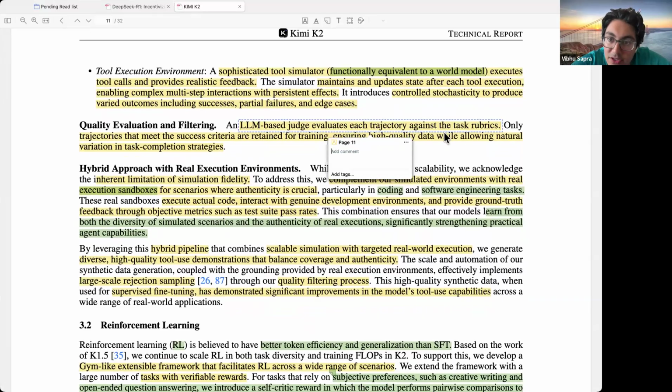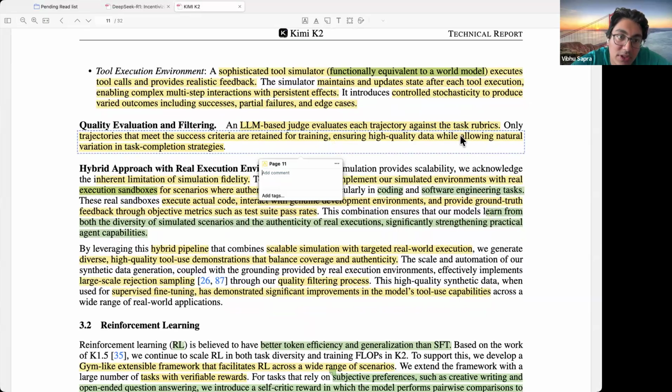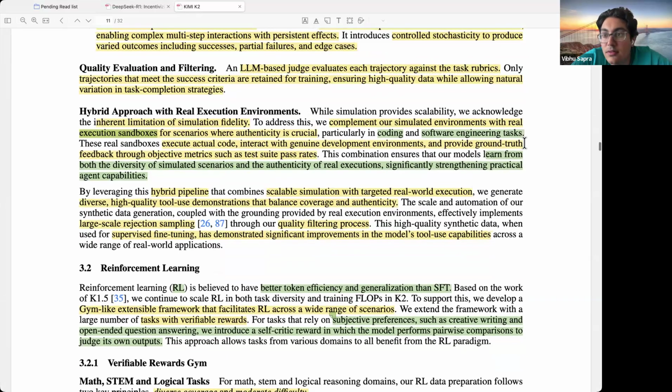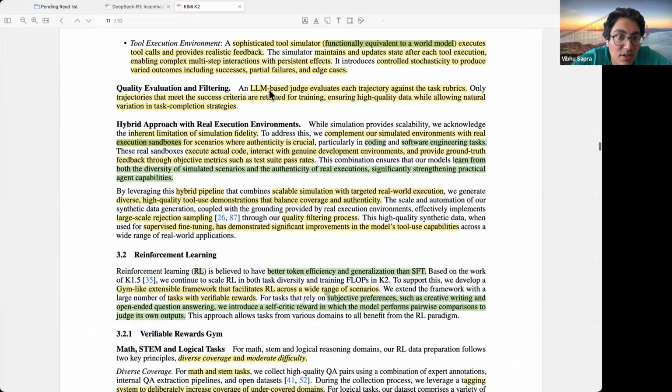LLM-based judge evaluates trajectories against task rubrics. Only trajectories that meet success criteria are retained for training, ensuring high-quality data while only allowing natural variation in task completion. Interesting little section there.